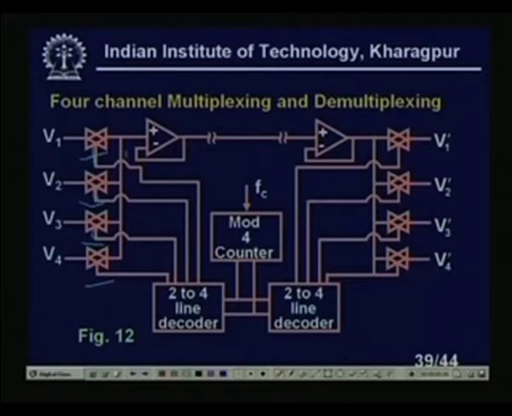And you see what we are doing here. I need a 2 to 4 line decoder. What is a 2 to 4 line decoder? Only one line will be selected at a time. When this switch is selected, all other switches will be deactivated during that time. This is not very difficult.